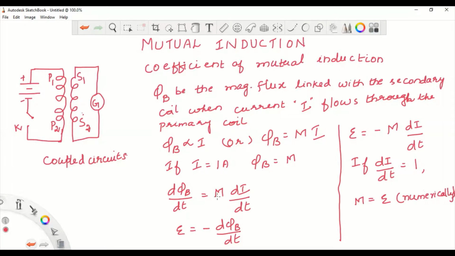So the mutual inductance of the two coils is equal to the induced EMF set up in one coil when the rate of change of current in the other coil is unity. Okay, this is very important. And now let's see what the SI unit of mutual inductance is. The SI unit of mutual inductance is Henry.